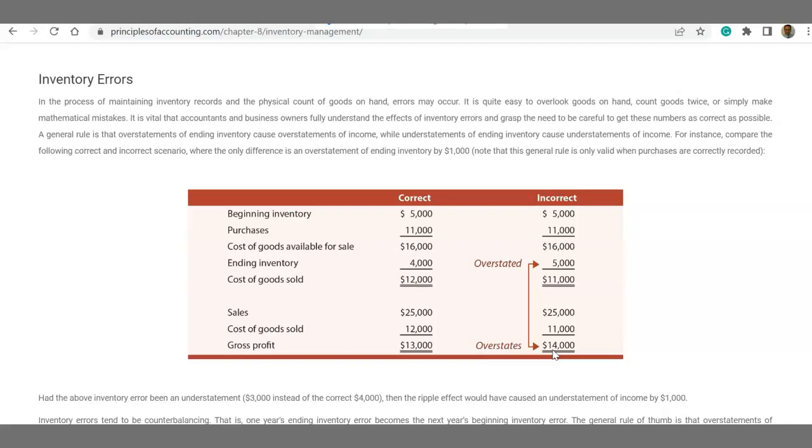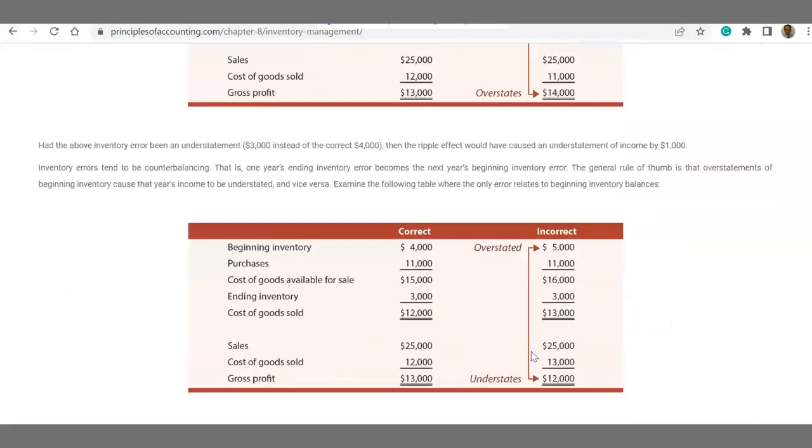And auditors always try to have a very good idea about the correct ending inventory balance, because they don't want such a thing to happen. If this happens by mistake, all you need to do is never repeat that mistake again, and everything will be corrected the next year.